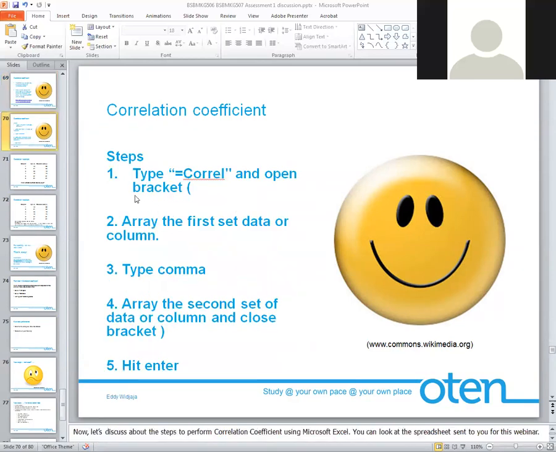All right, what are the steps? First, type the equal sign, CORREL, and open bracket, like the symbol here. Second step, array the first set of data, or column if we array them using columns. Third, type a comma, or sometimes the setting is changed, not a comma but a semicolon. You need to look at the instructions that appear automatically on your Excel. And then we array the second set of data, or column, and close the bracket. Hit enter, and you'll get the correlation coefficient.